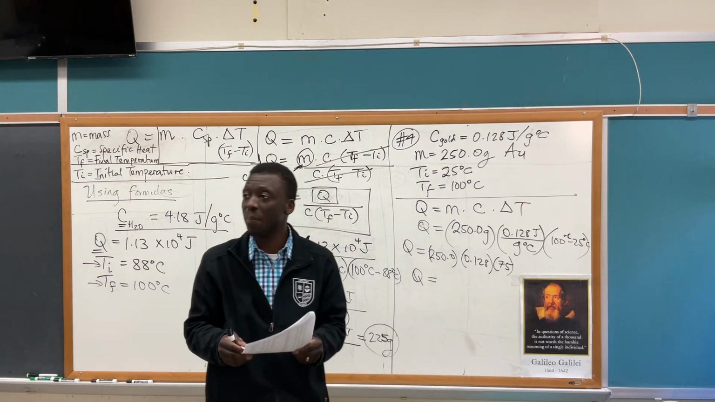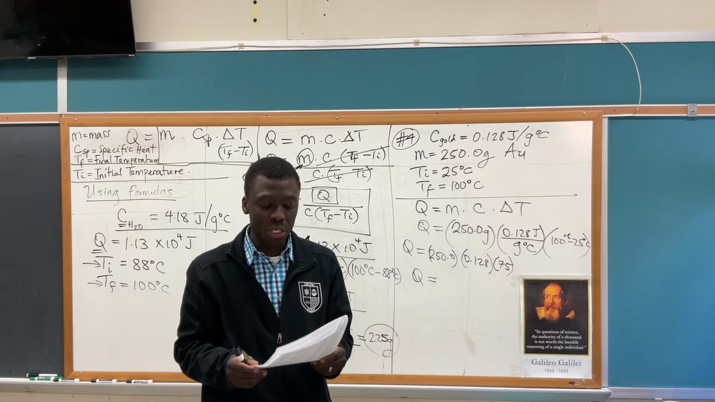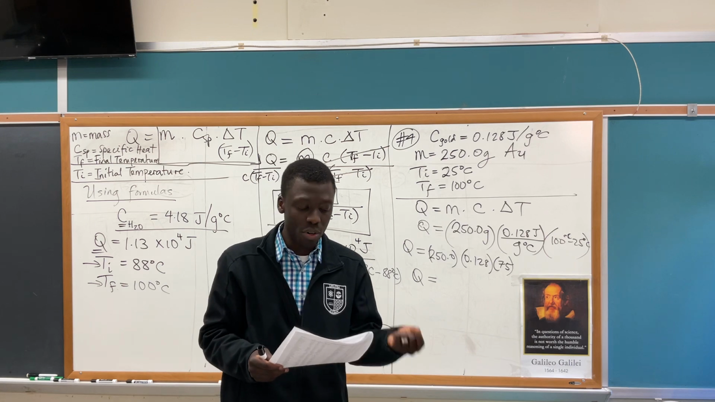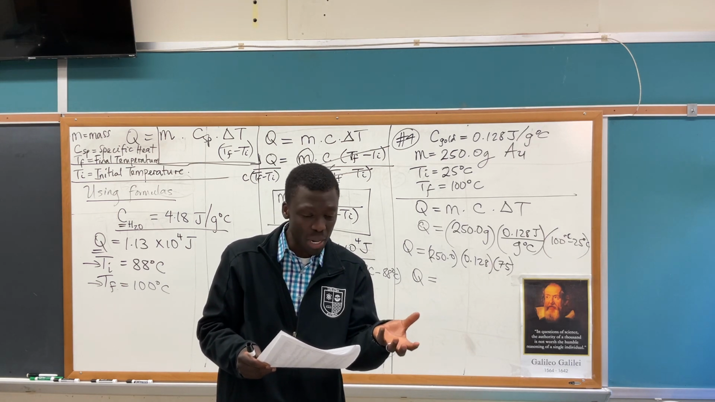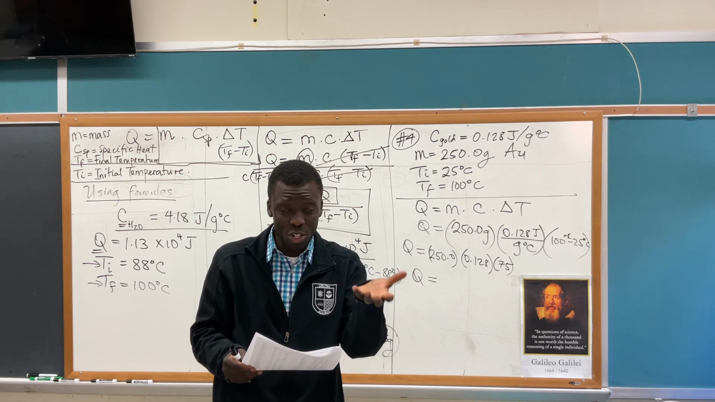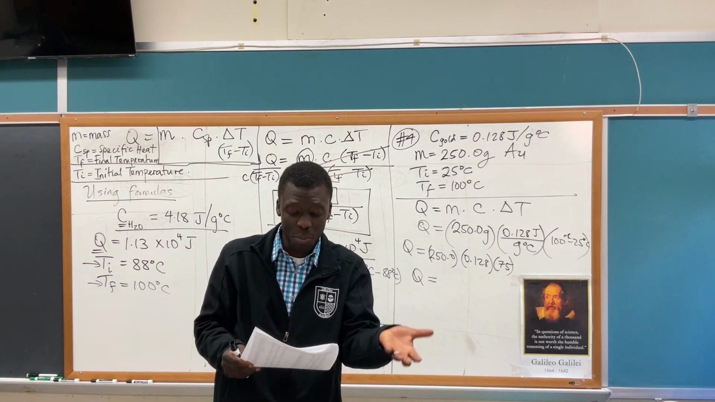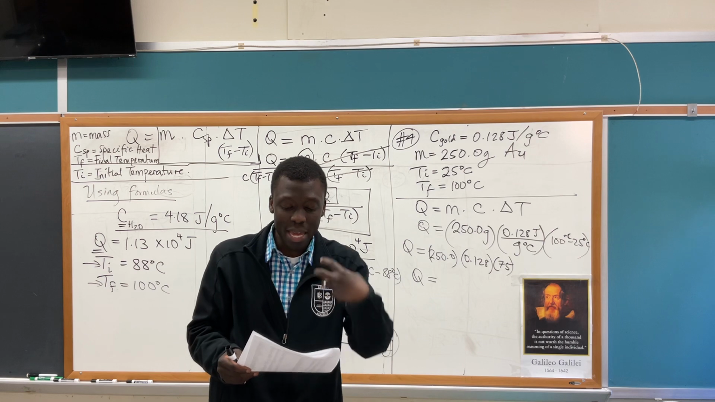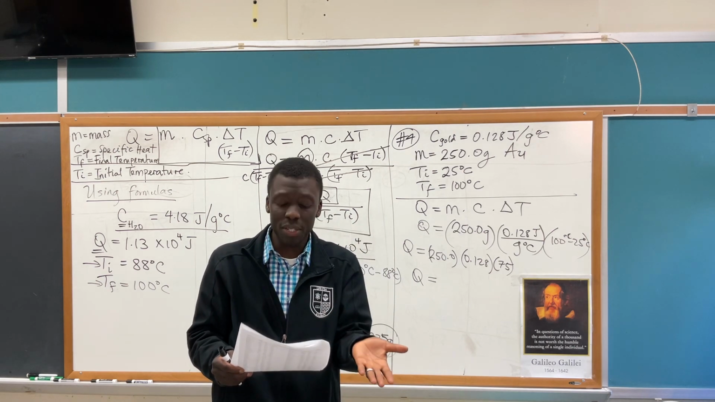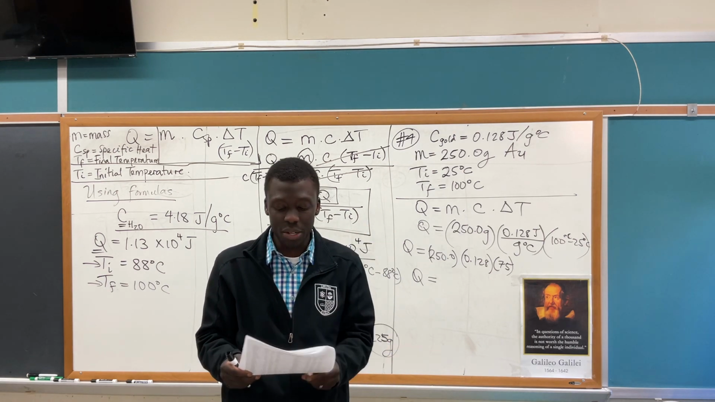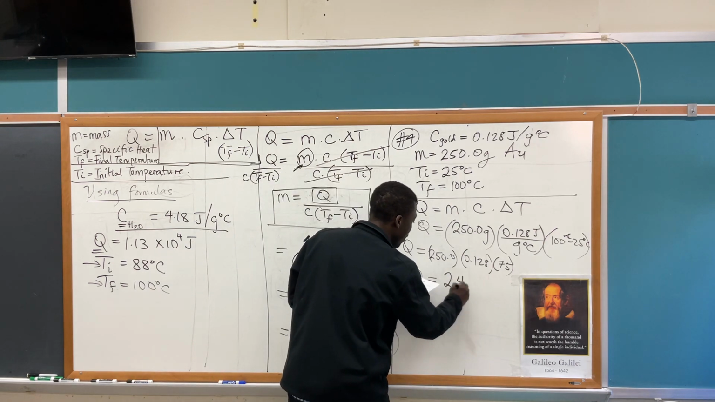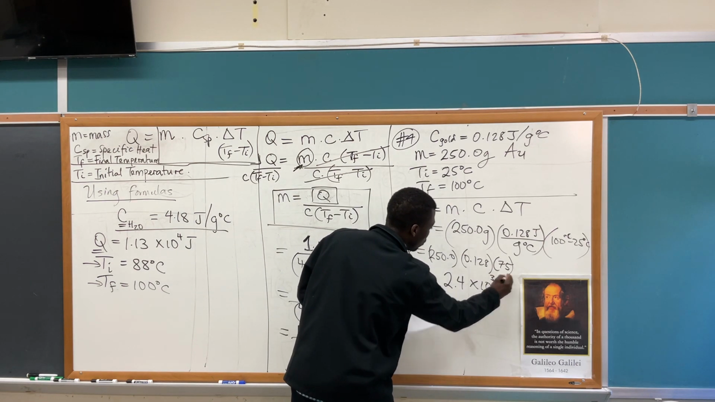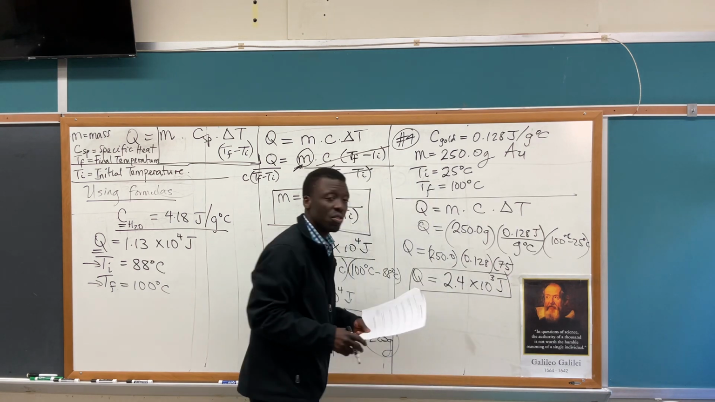So the specific heat capacity of gold is given. How much heat would be needed to warm 250 grams of gold? So we're looking for how much heat would be needed to warm it. You need to know whether it's going to be positive at the end, and it's going to be positive because we need that heat to come in to raise the temperature from 25 degrees Celsius to 100 degrees Celsius. If you do all the math correctly, your answer here will be 2.4 times 10 to the third joules. Again, scientific notation is very important.